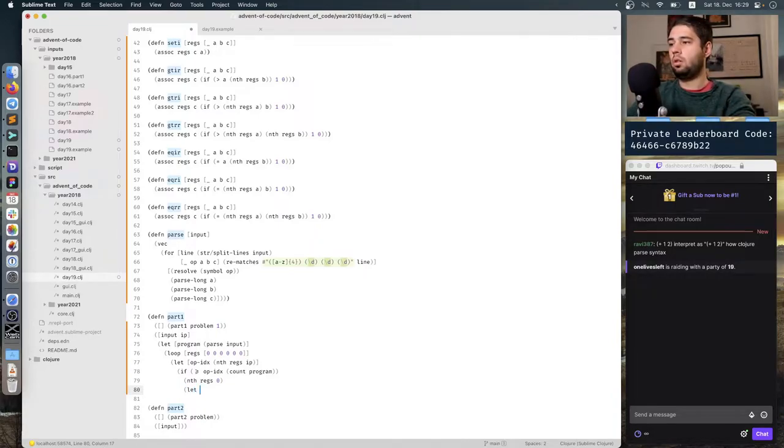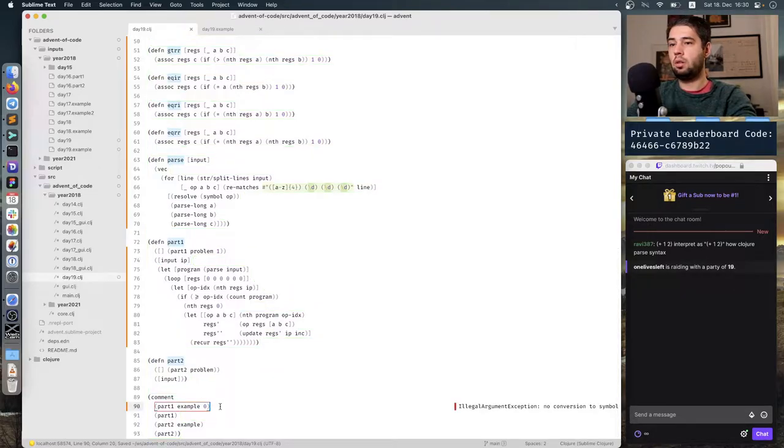But if it's not, let op abc be the program at op index, right? Then we call op regs abc. This is going to be new regs, and we are going to recur. Well, actually, we need to do one more update: regs IP inc. This is two primes. Okay, kind of like that.